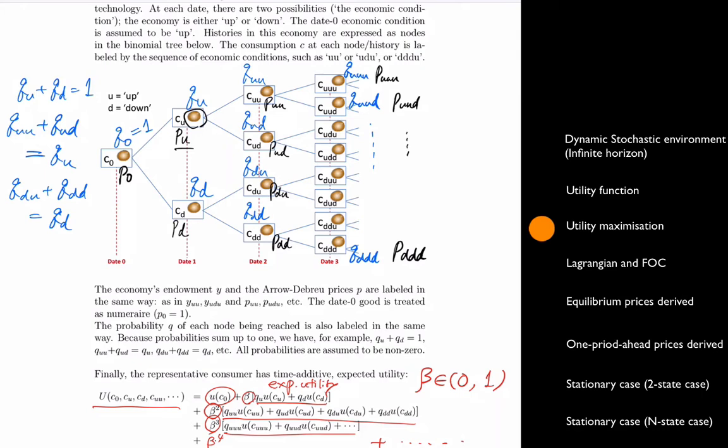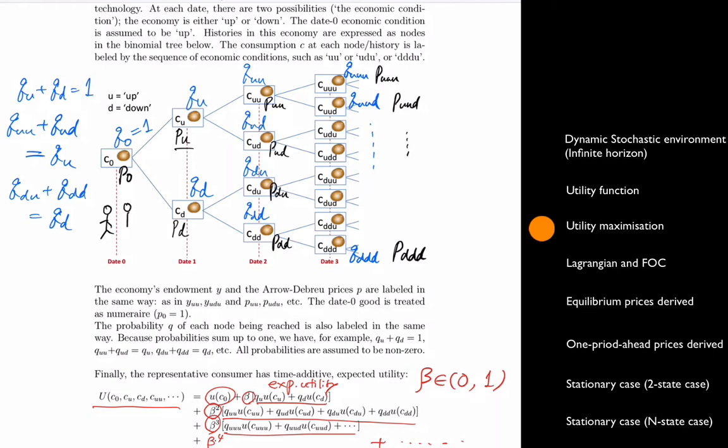Similarly, by saying that the price of this particular consumption good is PD, I don't mean that the price of this consumption good will be PD at date 1 if the economy is down. That's not what I mean. These prices are not future prices. These P's are the current prices of future state contingent consumption goods.